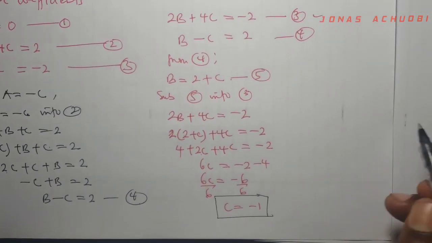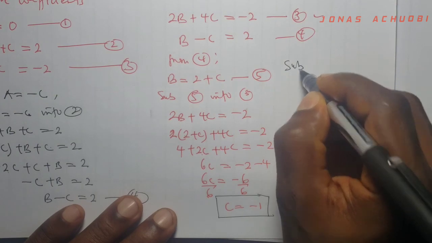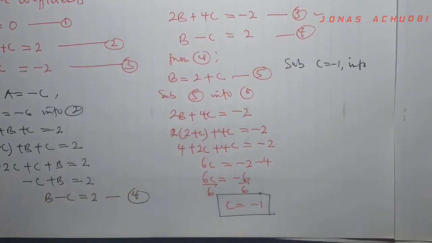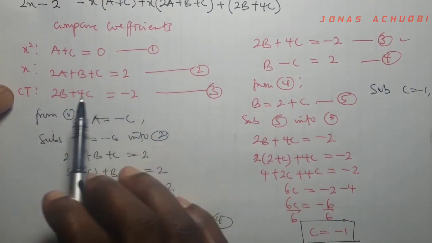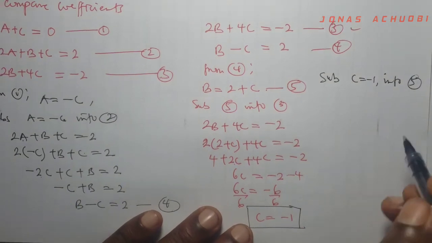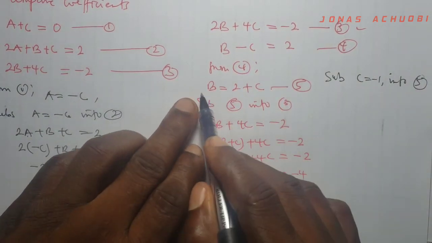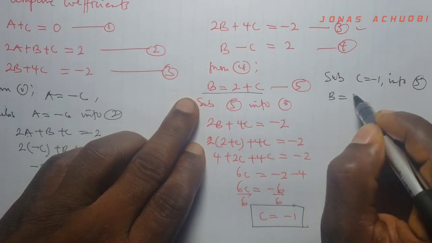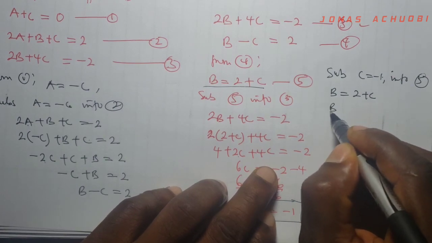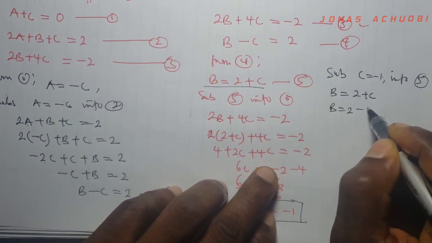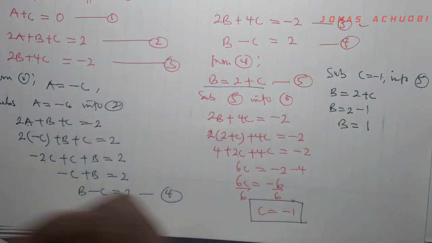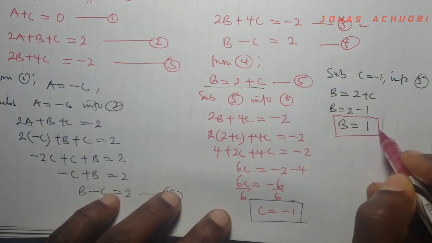So now I have c as minus 1. I'll now substitute c equal to minus 1 into my equations. I can put it into any one, so let me put it into 5 first. 5 is b equal to 2 plus c. With c as minus 1, I have b equal to 2 minus 1, so b is equal to 1. So I've gotten my value of b also, b equal to 1.